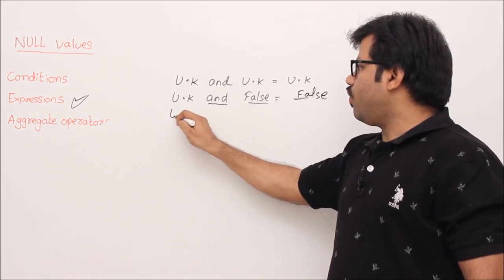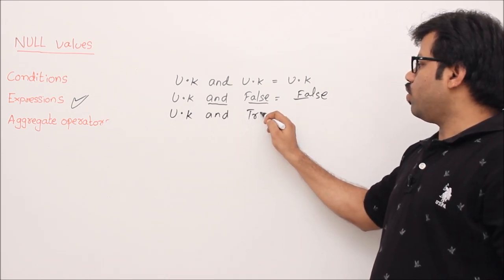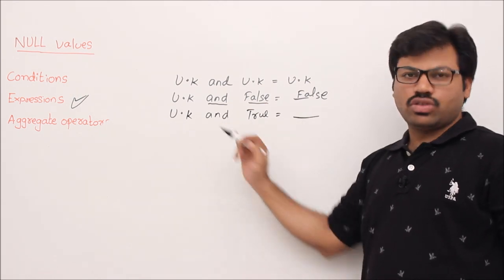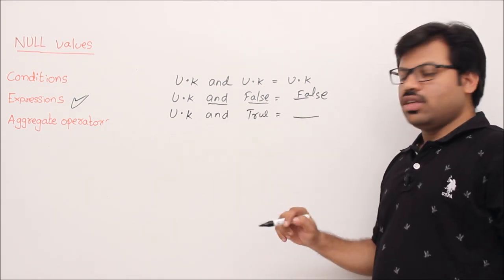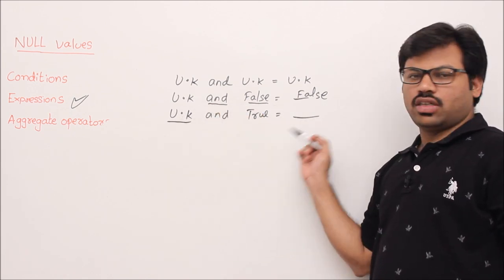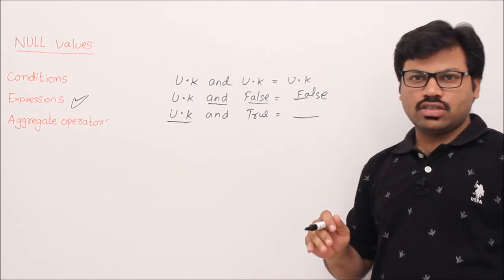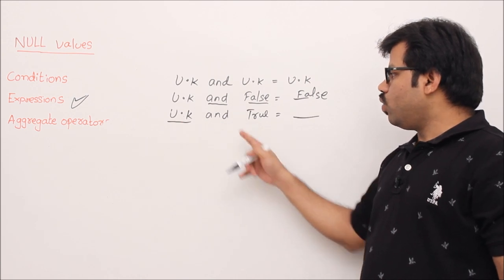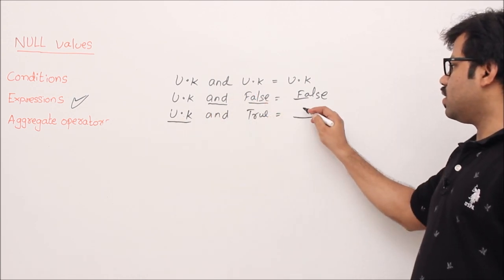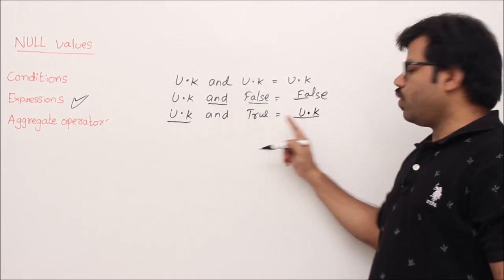Now, if it is unknown and another one is true, you will try to understand the answer for it. Actually, true and true is true. True and false is false. So it is depending on this unknown value. If this unknown value is known, we know the answer. If unknown value is true, I know the answer. If unknown value is false, I know the answer. But at this moment, I don't know whether it is true or false. That's why the overall expression's result is also unknown. That's why remember from now onwards, unknown and true is unknown.